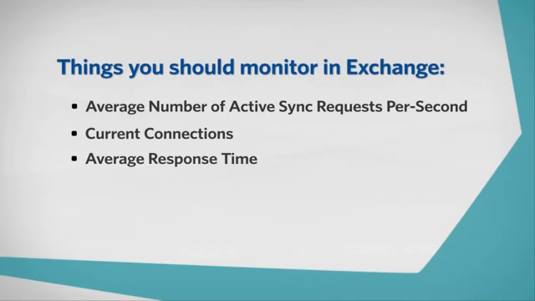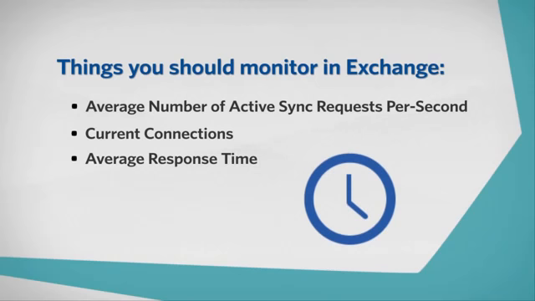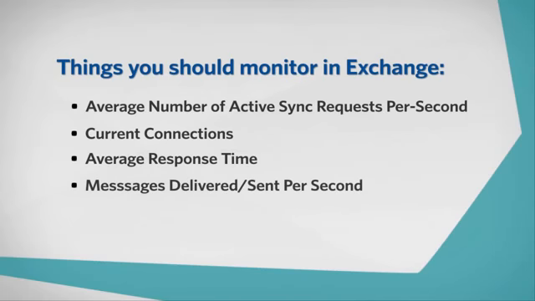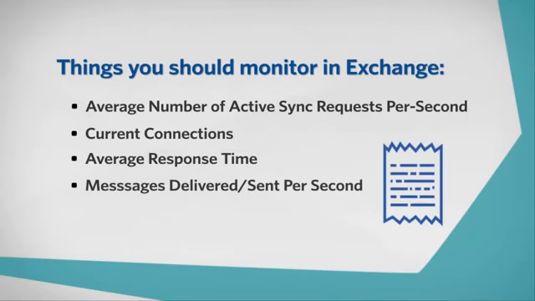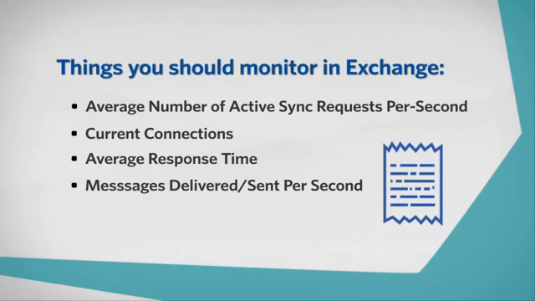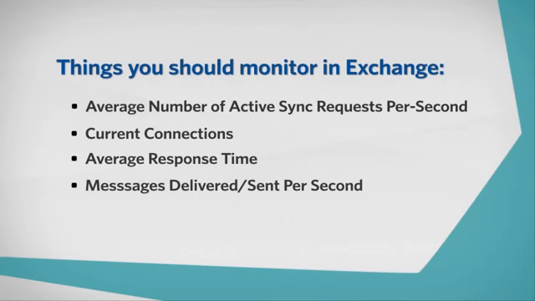Average response time measures how long users spend waiting for information they've requested. The longer users spend waiting, the more likely they are to think Exchange server is down and call the help desk. Messages delivered sent per second validates your users' emails are being delivered and that messages are being sent. You can monitor mail flow to ensure you are not being used as a spam relay or that your users' workstations haven't been compromised by botnets.